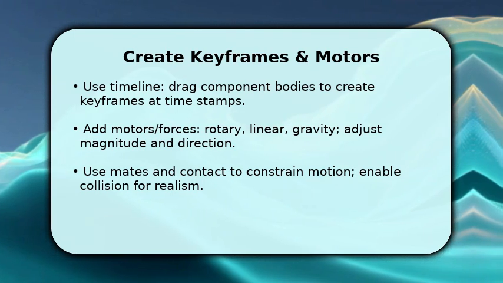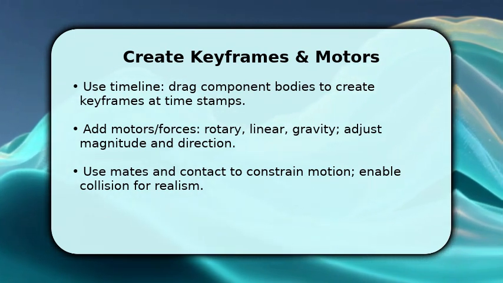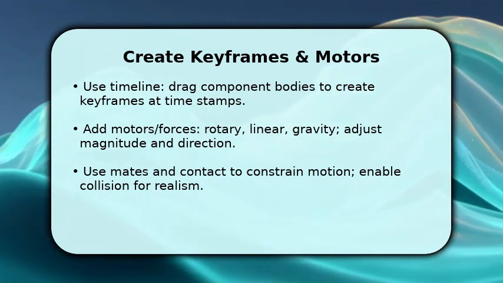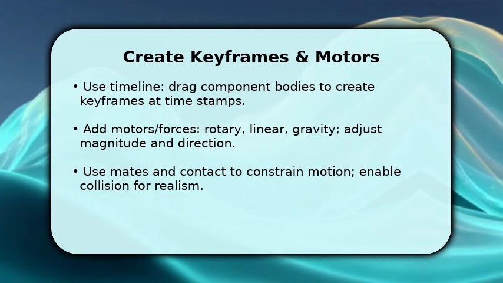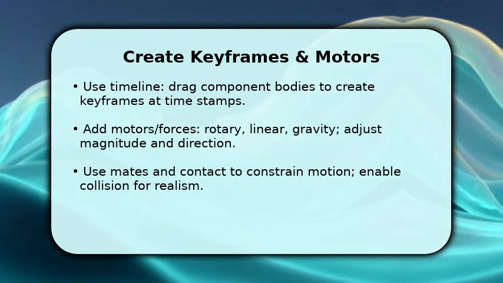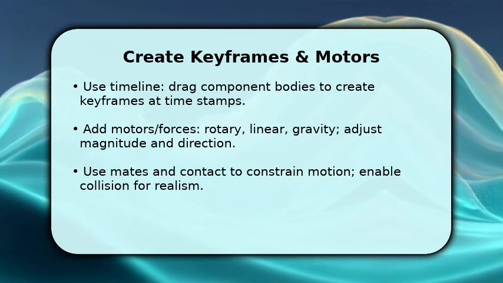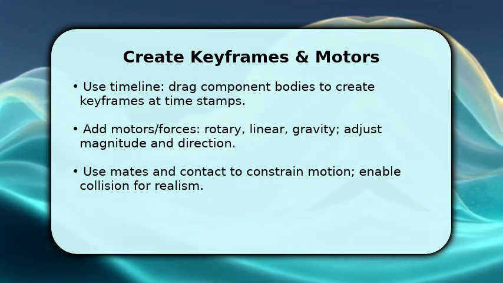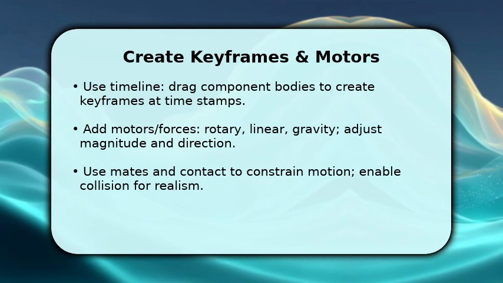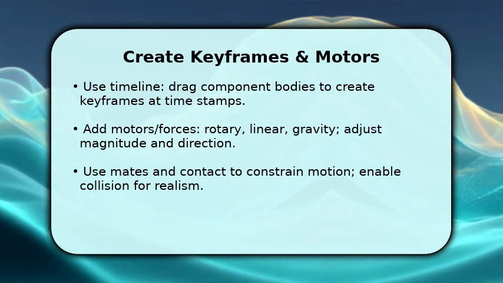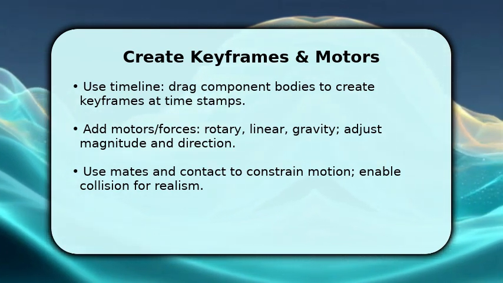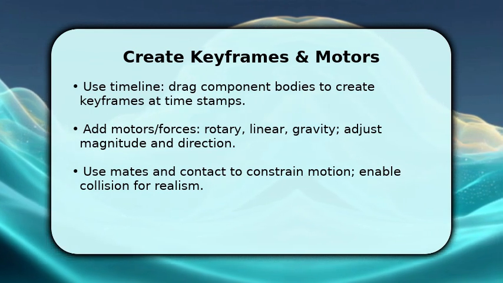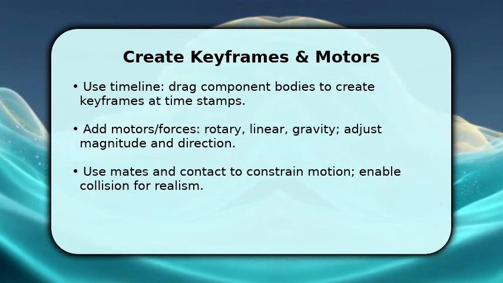Add motors or apply forces, choose rotary for shafts or linear for sliders, and set magnitude and direction so motion matches real loads. Use mates and contact sets to constrain degrees of freedom and enable collision detection when parts interact. This ensures the sequence reacts realistically. Make sure to run a short playback to validate timing and relative movement before refining curves.